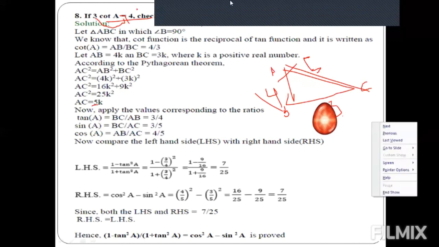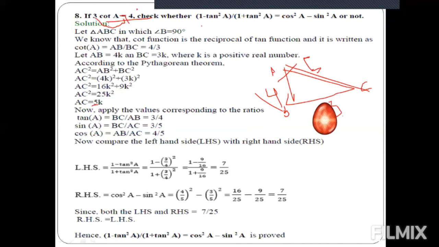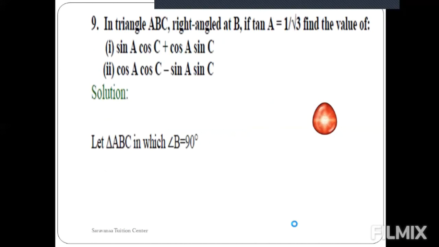Wait, this is (1 + 3/4)² = cos² A − sin² A. What is cos² A? Cos A is adjacent by hypotenuse, that is (4/5)², minus sin A, opposite by hypotenuse, (3/5)². Then when you substitute like that, the LHS should be equal to RHS. The LHS is 7/25 and the RHS is 7/25. Therefore, hence, it is proved. Okay?